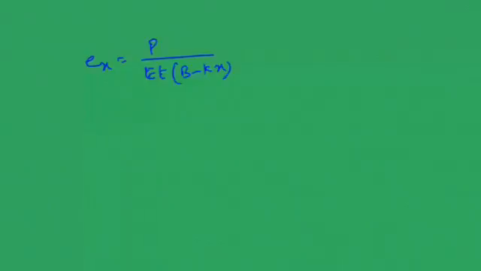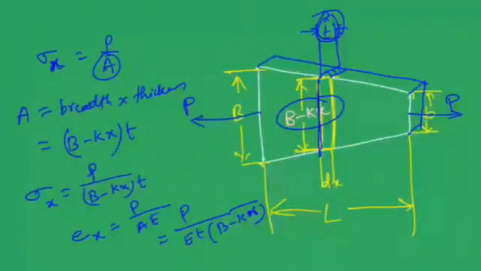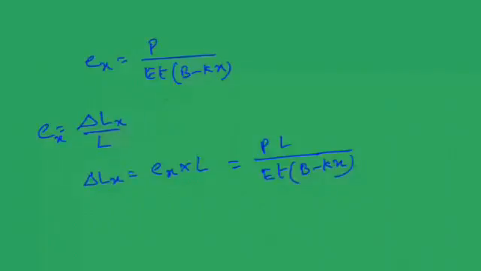Now what will be the elongation? Elongation is del L. Strain is equal to del L by L for the section x. So del L x will be equal to epsilon x into L, which is P divided by E into t, (b minus kx), into L. Into L will come here, and instead of L I'll write dx, since you will see here that the length of this section is dx. So this will give the elongation for the particular section.